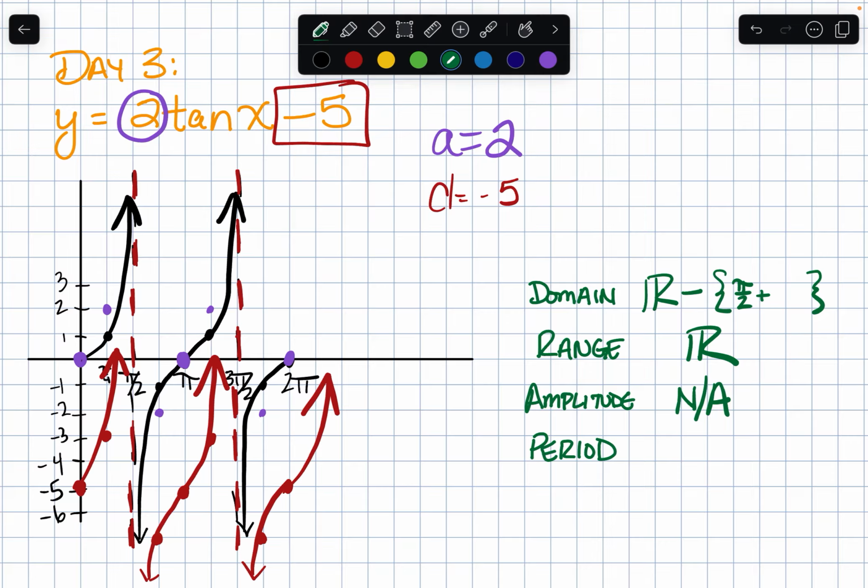And then it happens every pi units. So that's plus pi n. All right, so it's all real numbers except for pi over 2. And then every pi units after that, there must be an asymptote. All right, the period: tangent and cotangent are the only ones where the period is pi, not 2 pi, because again, only one of those pieces of the graph is needed to get a full picture of what you're doing. All right, so there's your tangent graph.